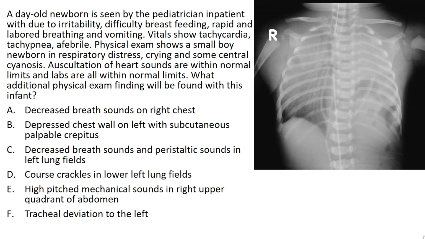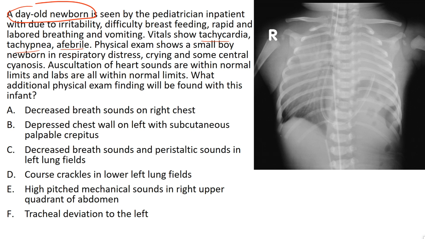Okay, so let's try a little question. Since we talked about the chest wall, you might not have had an abdomen yet, but we're going to talk about some of our interesting things that happen. So let's try this question together. I have a day-old newborn that's seen by the pediatrician. Keep in mind this is a day-old newborn with irritability, difficulty breastfeeding, rapid and labored breathing, and vomiting. So a lot of things are going on here. Pretty much distress is occurring. We now need to figure out. The patient is tachycardic, tachypneic, and afebrile.